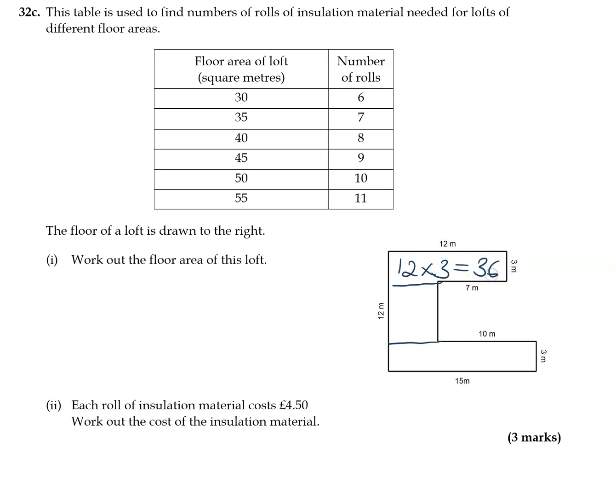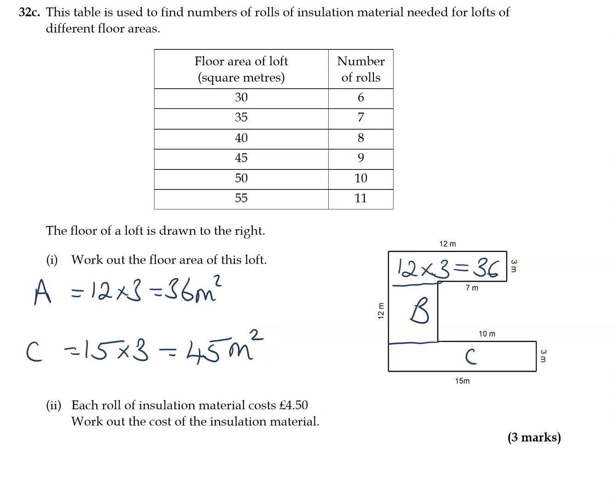36. Now notice I'm drawing on the diagram to make it clear where I'm referring to, but you could call these A, B and C and put A equals, B equals, and so on. So I could have done A equals 12 times 3, 36 square meters, which would be nice. And then B and C. Now C is 15 times 3, that's a nice easy one. It's 45 square meters.